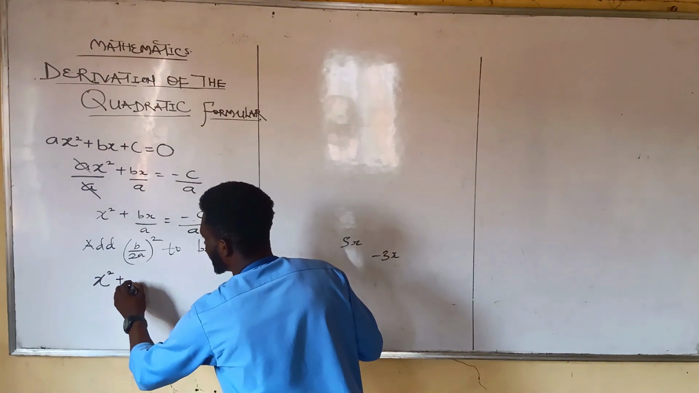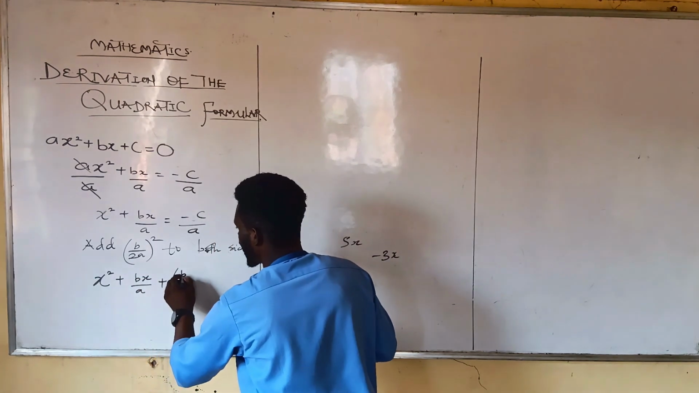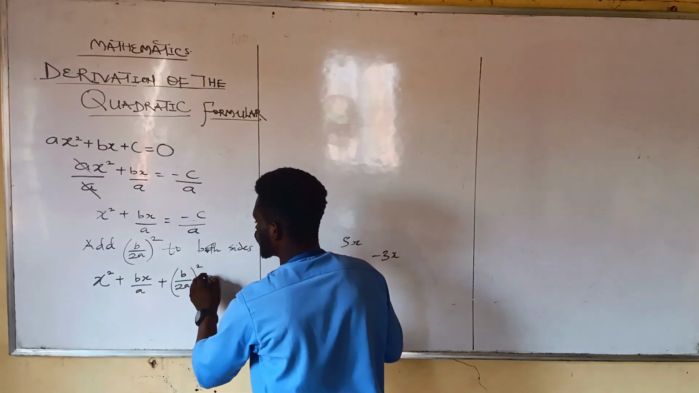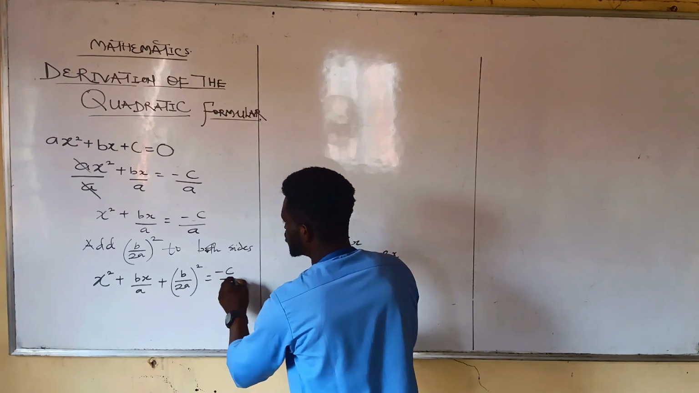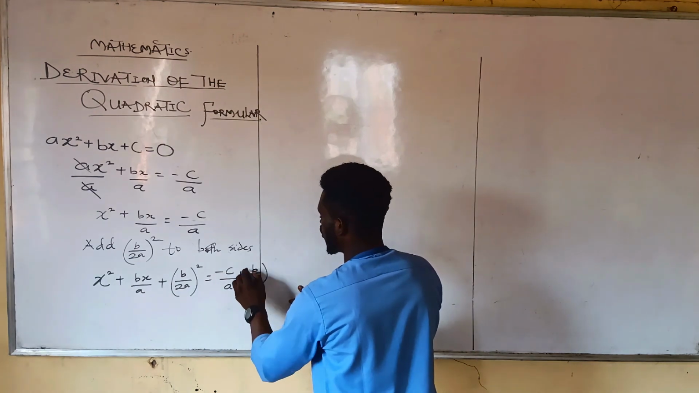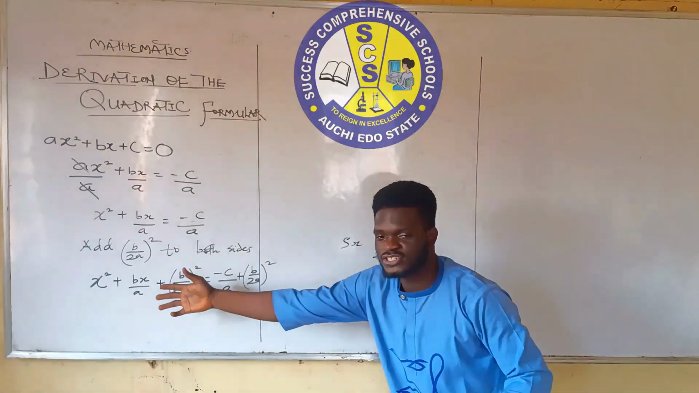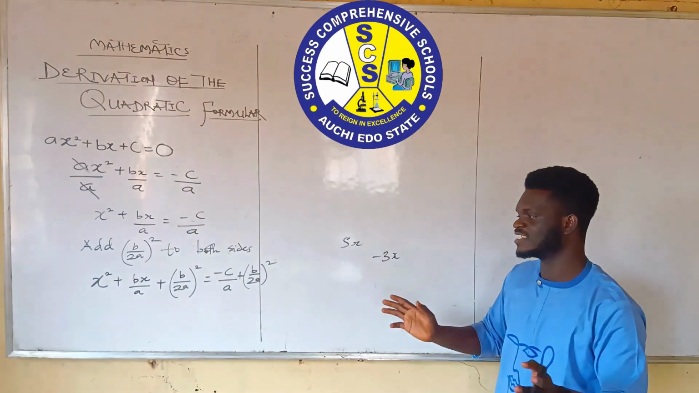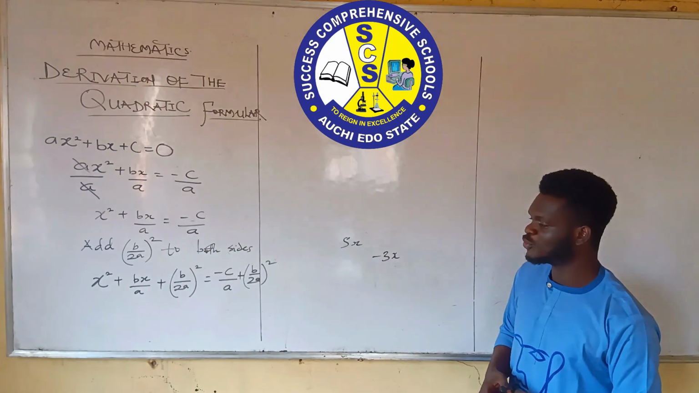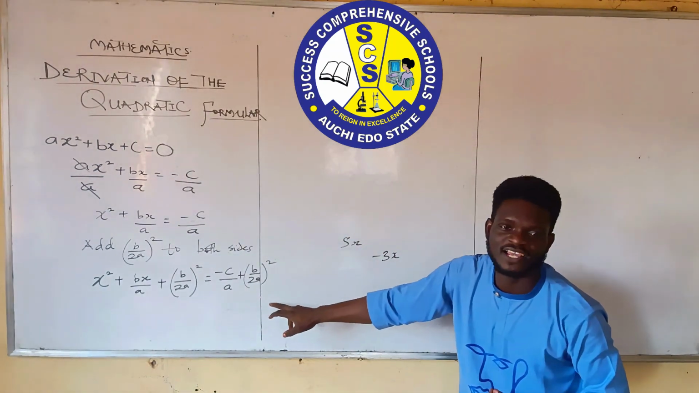So we have x squared plus bx over a, then plus what? We have b over 2a all squared equals minus c over a, then plus the same thing, b over 2a all squared. Now, we have added to both sides of this equation. Nothing changes, everything is still intact. Now what we are going to do is simplify this equation here.